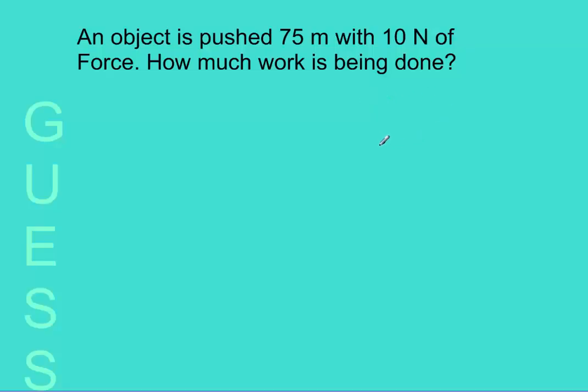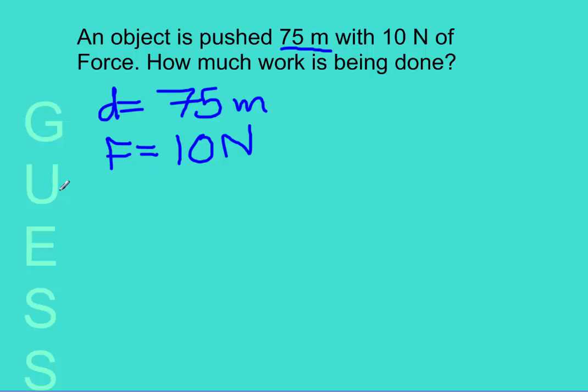All right, let's give one of these work problems a try that we might see on a test. An object is pushed 75 meters with 10 newtons of force. How much work is being done? Just like all the other problems, we're going to use the guess method. So with our givens, we have 75 meters. We know that meters is a measurement of distance. So distance is equal to 75 meters. Okay, we have 10 newtons of force. So we're going to write that down right here. It's 10 newtons. Our unknown, how much work is being done? So our unknown is work.